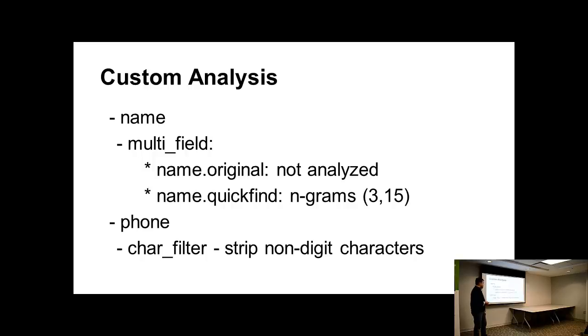Phone numbers, we didn't want the users to have to type things like open paren, close paren, hyphens. Those are sort of irrelevant. We use a char filter there, so you can basically just define the regex of the things that you care about, let's say digits, and it's basically going to rip the rest out before doing any kind of analysis from all of your terms.